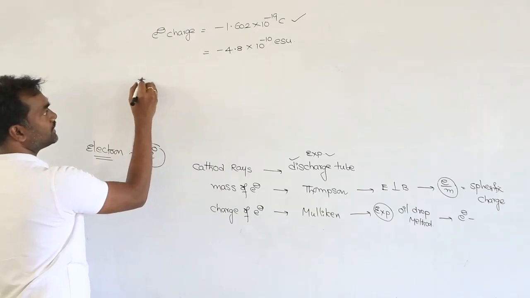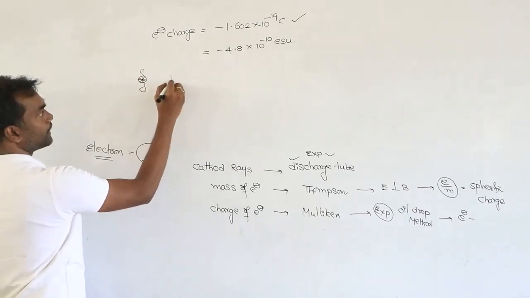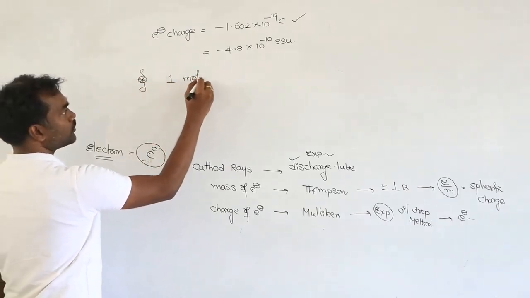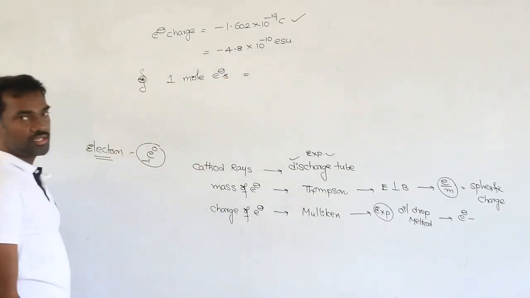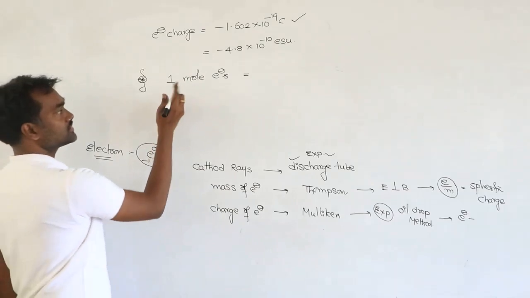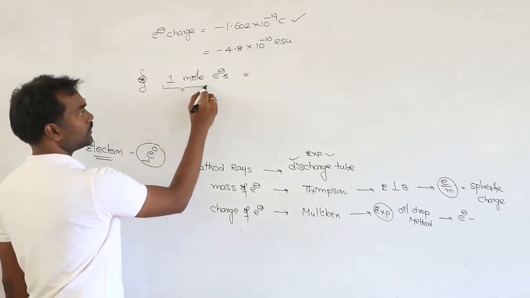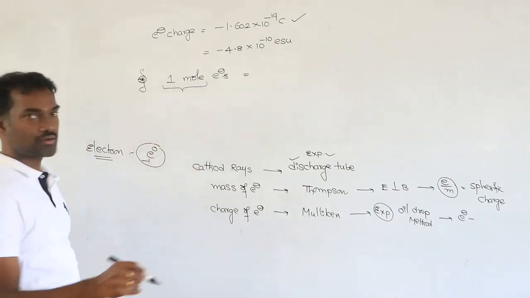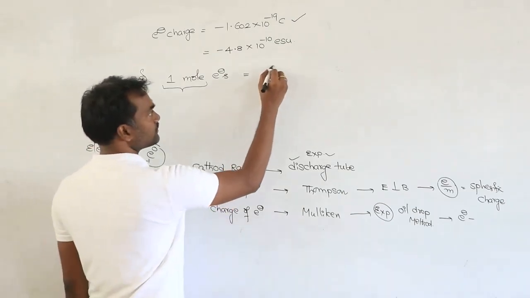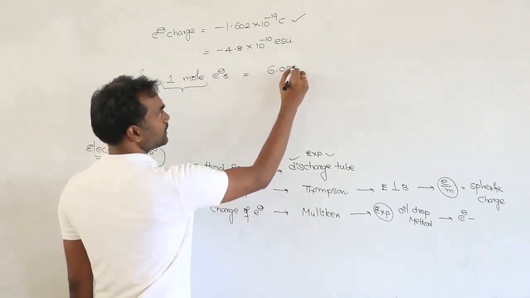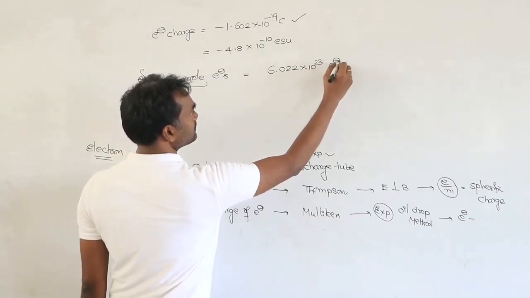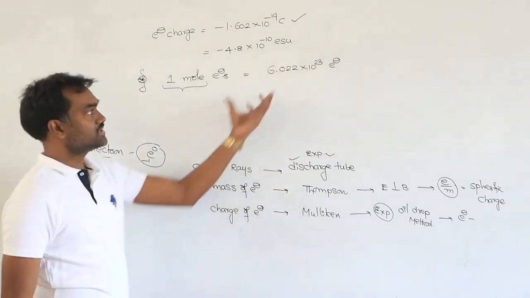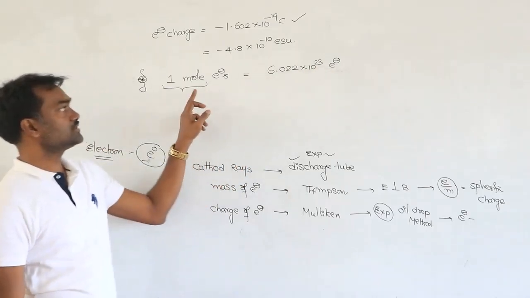Next, another important point: 1 mole of electrons. What is the meaning of 1 mole of electrons? 1 mole means Avogadro number of electrons. What is the Avogadro number? 6.022 into 10 to the power of 23 electrons. This much of electrons is called 1 mole.